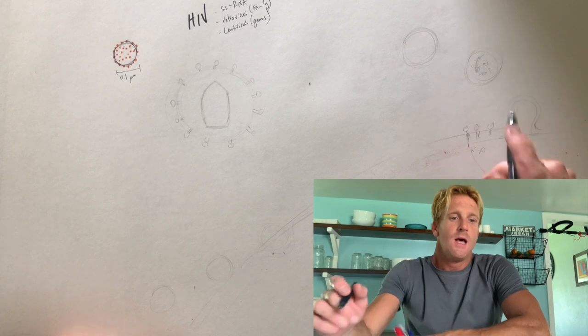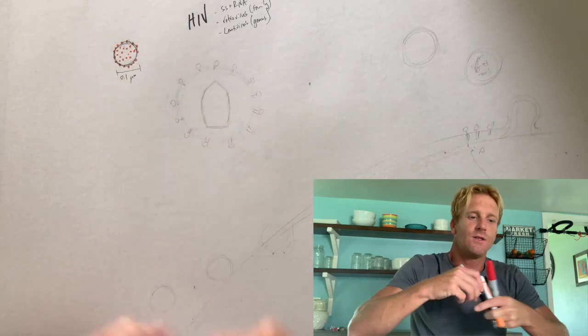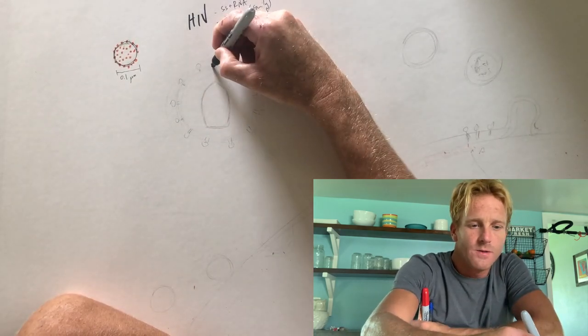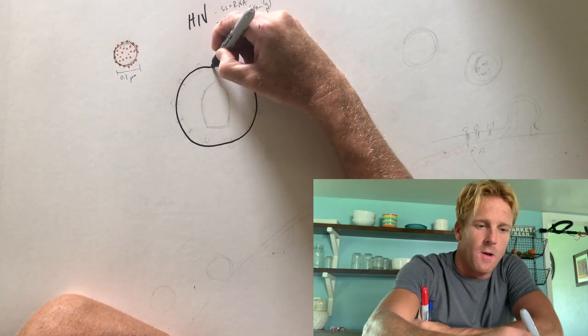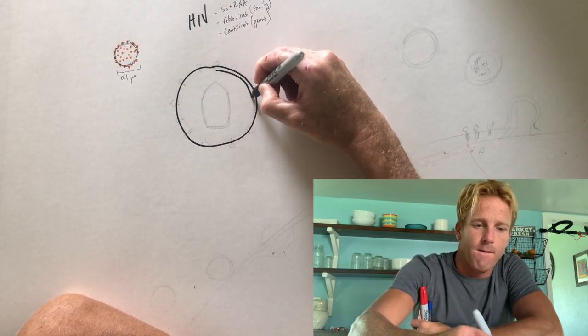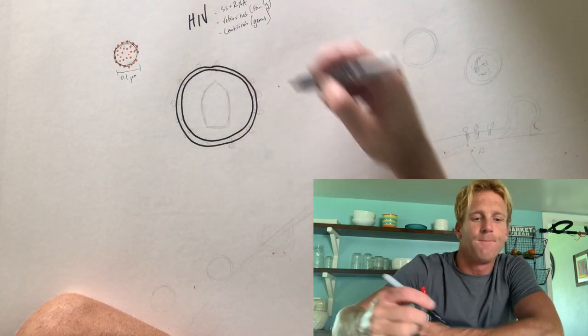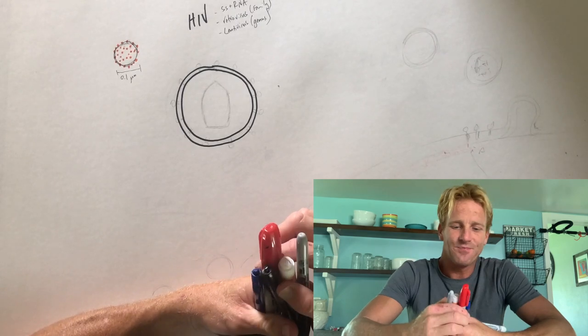Now, let's see what this virus looks like if we were to cut it in half and zoom in. You're going to have this phospholipid bilayer, which creates the envelope. So let me draw that first. You're going to have this phospholipid bilayer. There's one layer of it, and there's the second layer. Somewhat spherical, right?